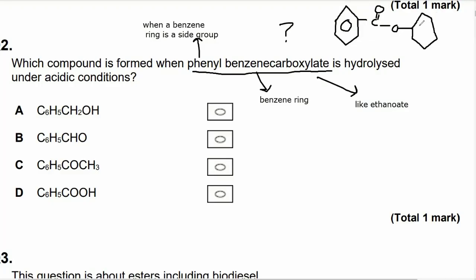So here's the molecule. It's basically got a benzene ring, then the carboxylate group's in the middle there, and then we've got another benzene ring. Okay, neat.